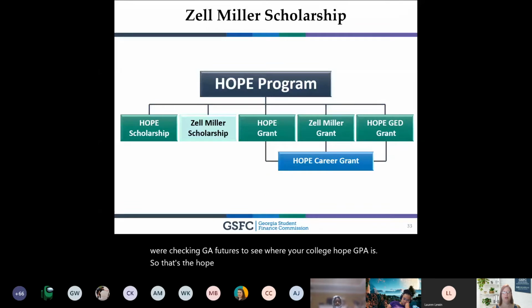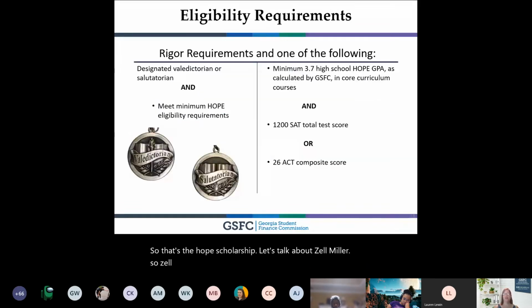Let's talk about Zell Miller. If you're the valedictorian or the salutatorian, and you meet your HOPE eligibility requirements, then you would be able to receive the Zell Miller scholarship. If you're not one of those two people, you do have to have a minimum of a 3.7 high school HOPE GPA, and you have to score the 1200 on the SAT or 26 on the ACT.